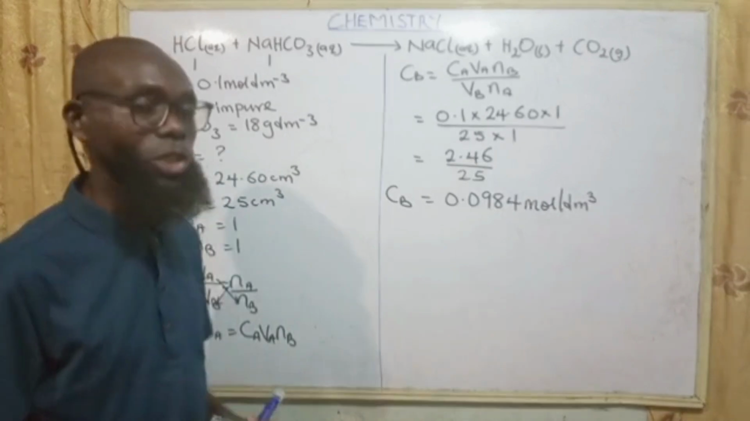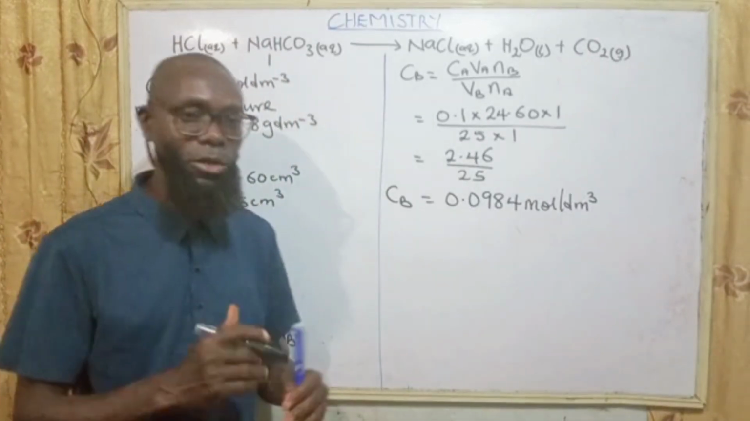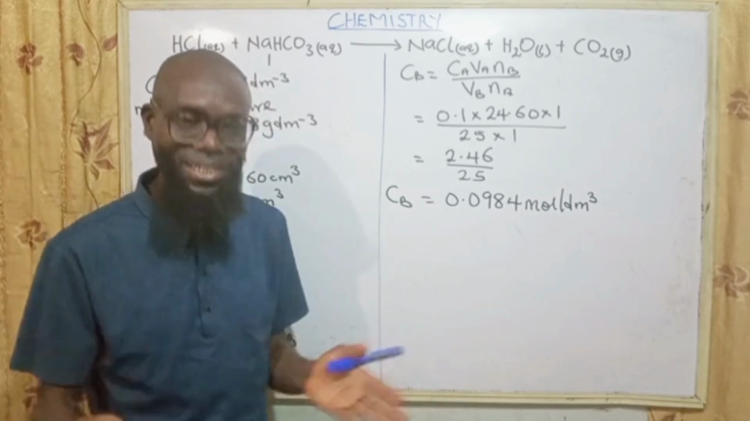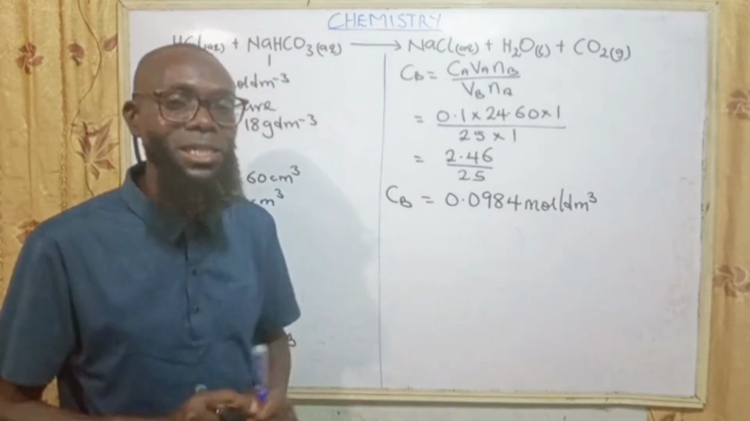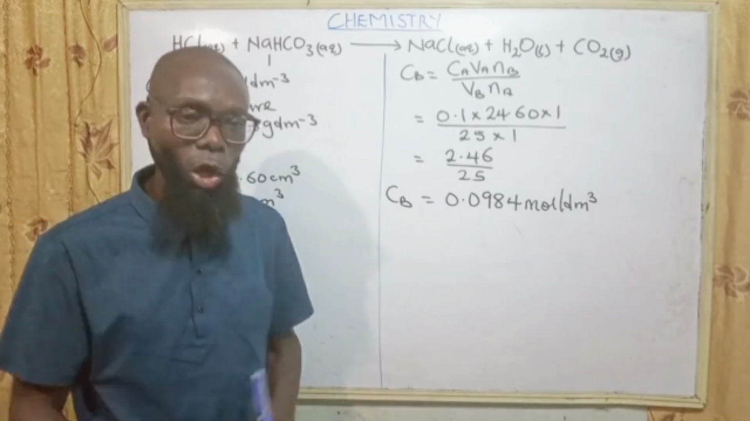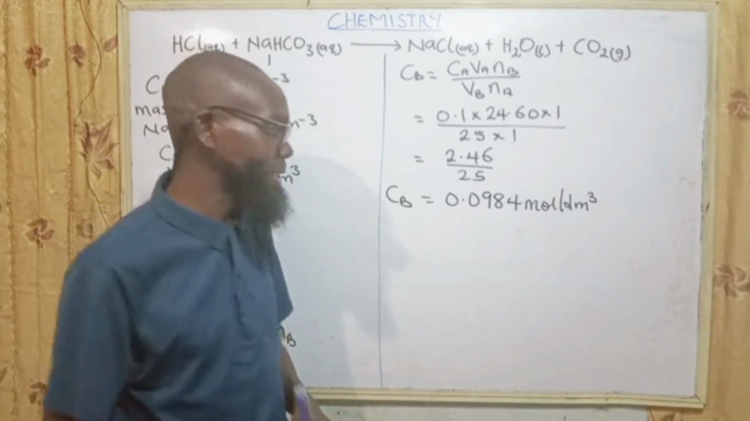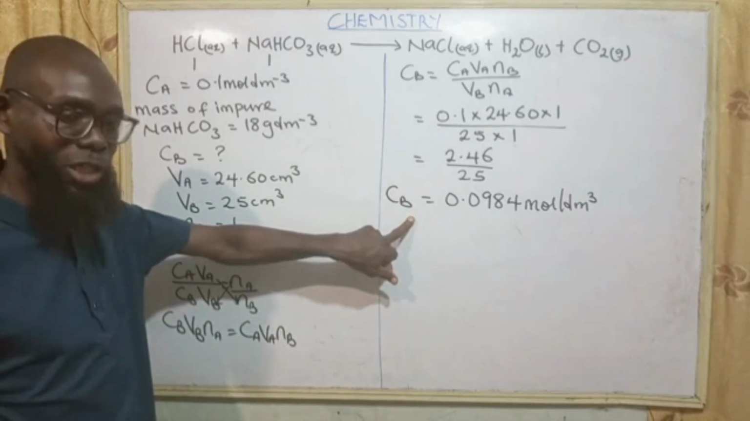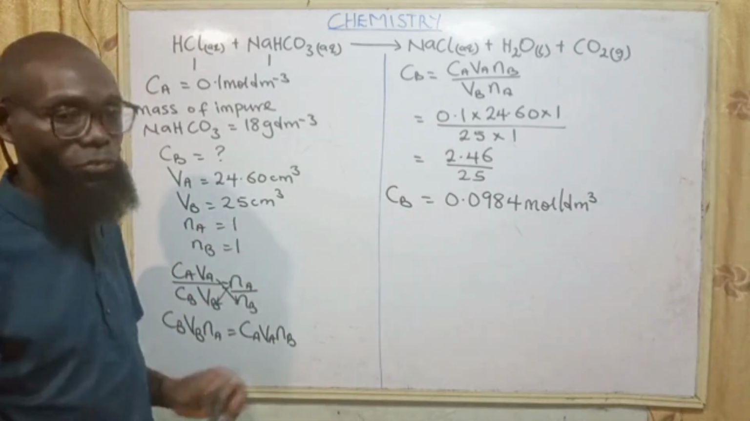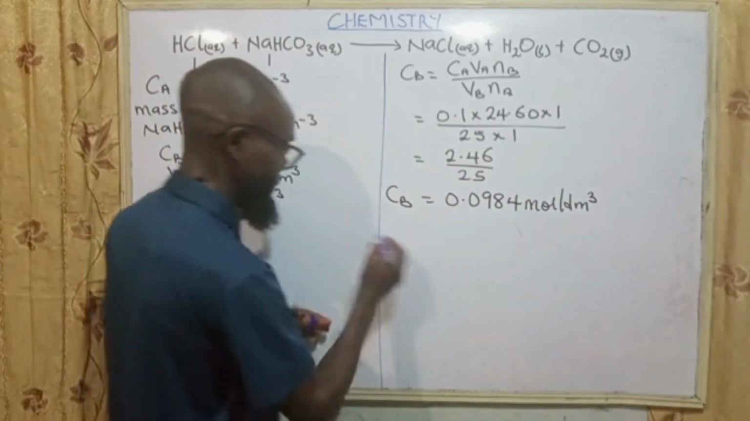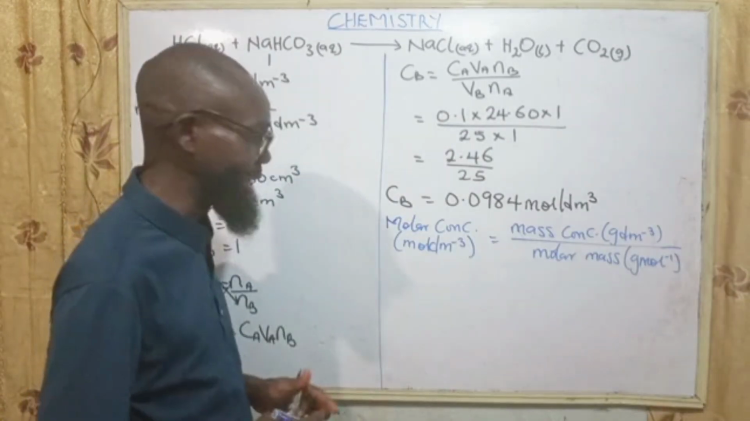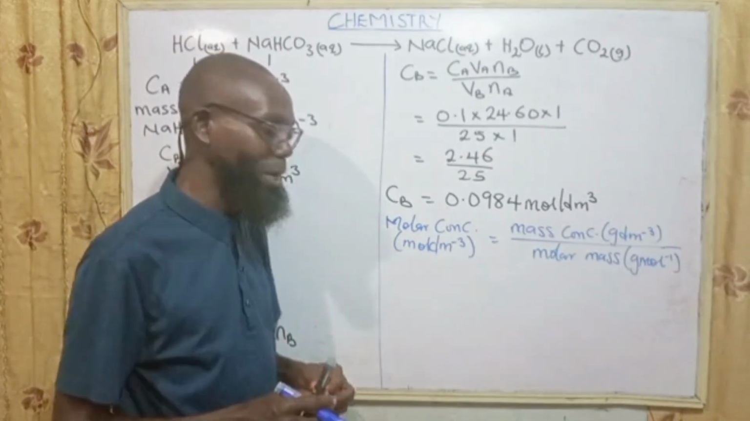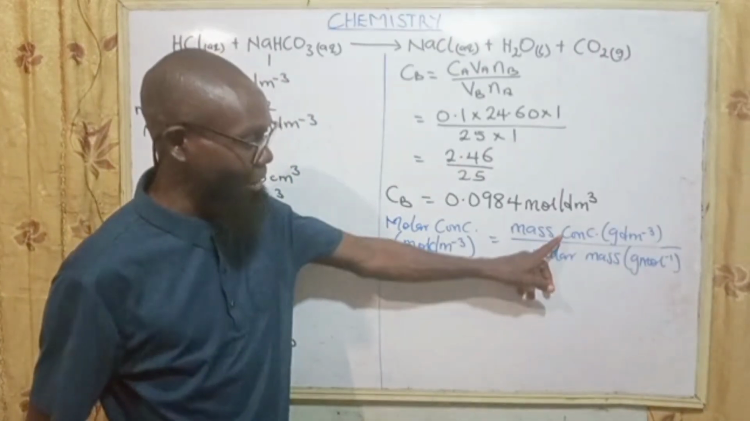Now, the second question is to find the mass of sodium hydrogen carbonate per dm cube in solution B. What they are actually telling us to find is the mass concentration of sodium hydrogen carbonate. Now, since we have gotten our Cb, how do we now get the mass concentration in gram per dm cube? Don't forget the second formula that we normally use that says molar concentration in mole per dm cube is equal to mass concentration in gram per dm cube over molar mass in gram per mole. So we need our mass concentration.